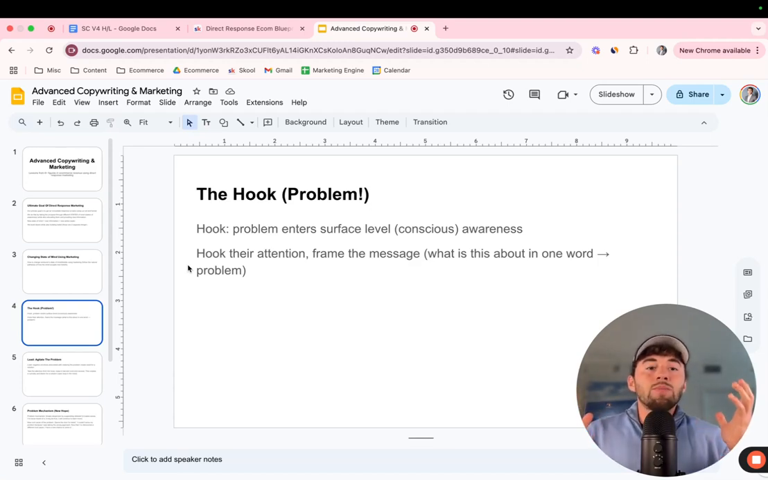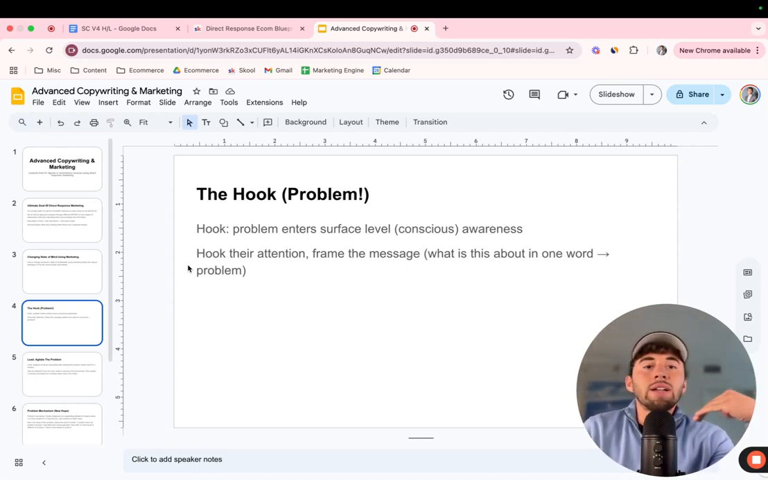And we frame the message by giving it a theme or a premise, and that's going to be the problem. So every type of hook should, in some way, allude to or directly state the problem. If you're selling some kind of a knee pain product, a back pain product, whatever, that problem should be there in the hook. So people with back pain, etc. It should call out that problem.